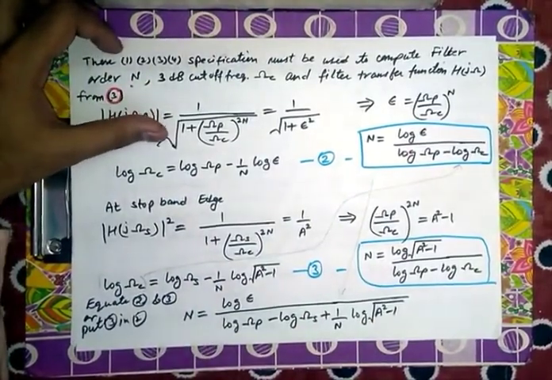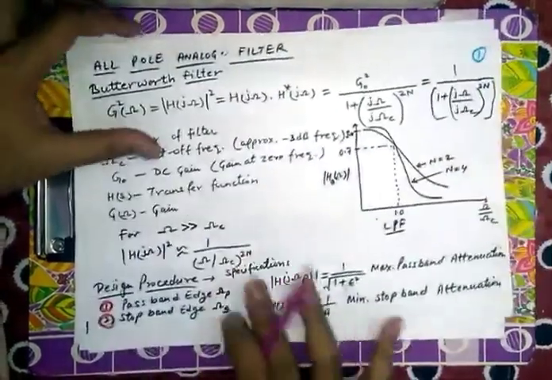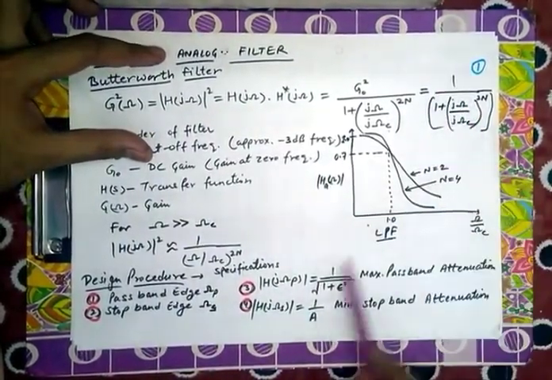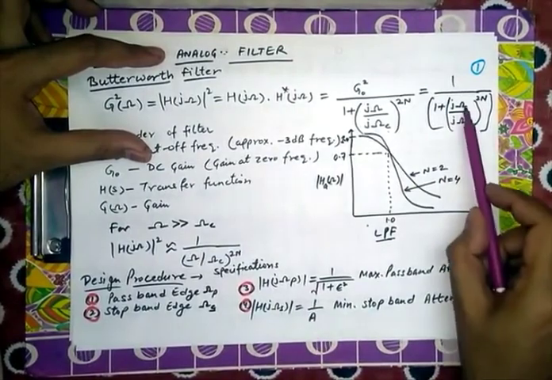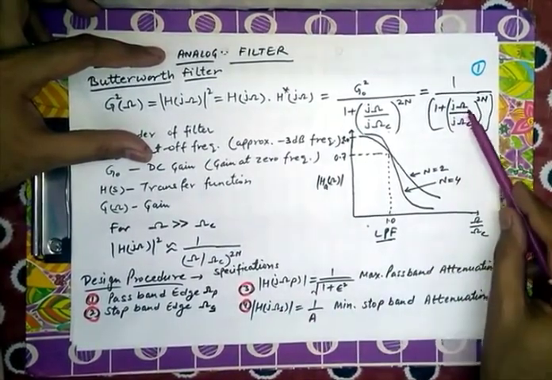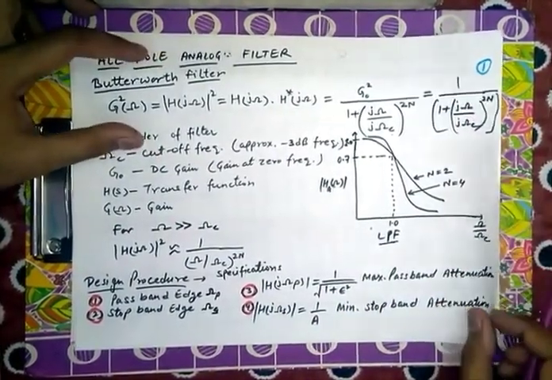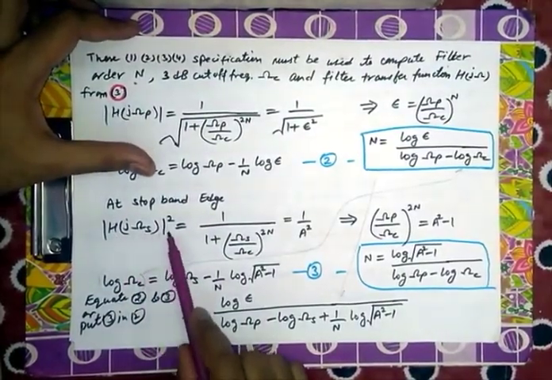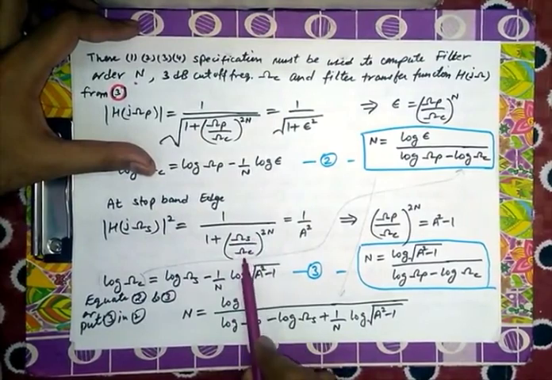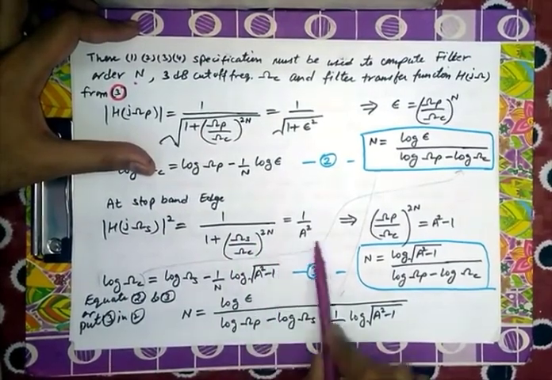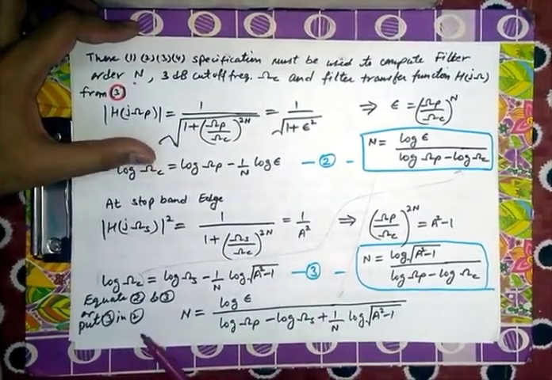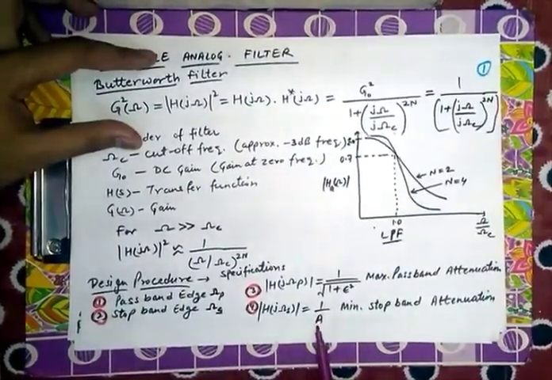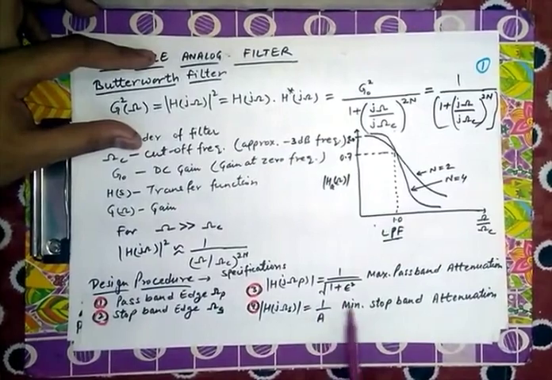Similarly, at the stop band, we have the second specification. We will again compare this equation with the general value, putting omega equal to omega s. So |H(j omega s)| is equal to 1 upon square root of 1 plus (omega s upon omega c) raised to the power 2n, equal to 1 upon A. Here we have used the term 1 upon A. So if we square it, it becomes 1 upon A square.